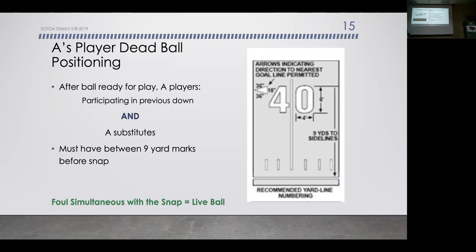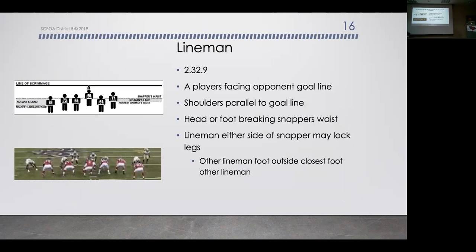Linemen, by definition, are players facing the opponent's goal line, shoulder pads roughly parallel to the goal line, with head or foot breaking the snapper's waist. So here's the snapper, his waist, that line right there. Head or foot can be in there. Linemen to either side of the snapper may lock legs, but no one else can. Other linemen must have a foot outside the closest foot. Here, it's hard to tell, but you see how they're kind of outside. These 2 guys, the guards, could lock with the center, or the snapper, if they wanted to. Everybody else has to be outside.